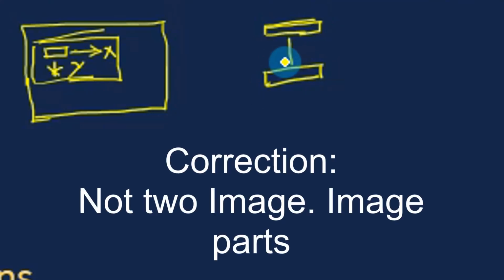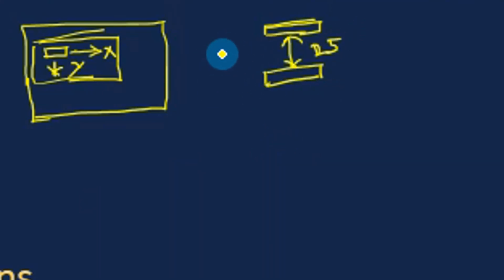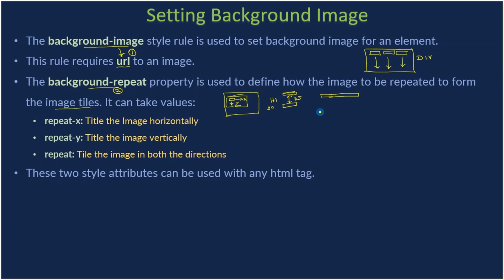and if the height between these two images is, let's say, 25 pixels, then you can decorate, say for example, the h1 tag. You can decorate the h1 tag with 20 pixel height. Then you can apply this image on h1. So whatever you write in h1 will be covered by the tile here, since the image is on both sides, and your heading will appear here. All right.